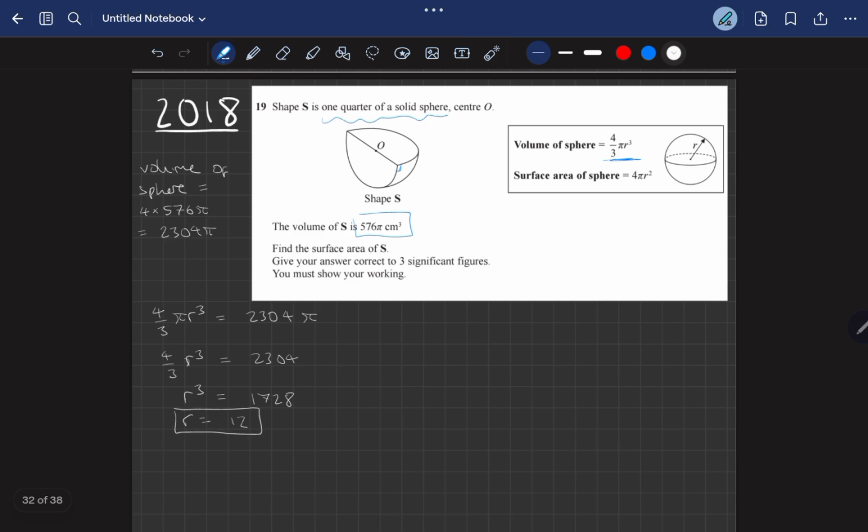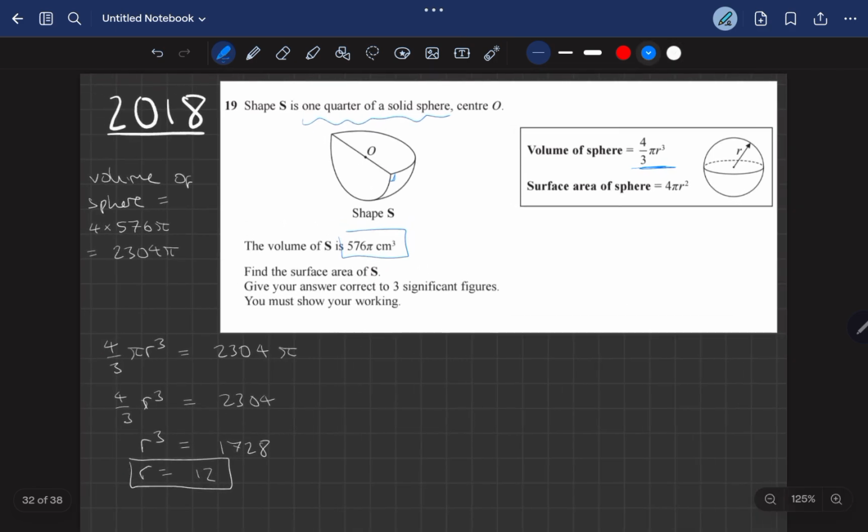Okay? Now this is really useful. This is 12. Okay. Now that I know the radius is 12, I can begin to try and find the surface area. Notice here, I've got a semicircle. And also here, I've got a semicircle. Okay? These two semicircles will join to make a full circle. And I know that the radius of this circle is 12.